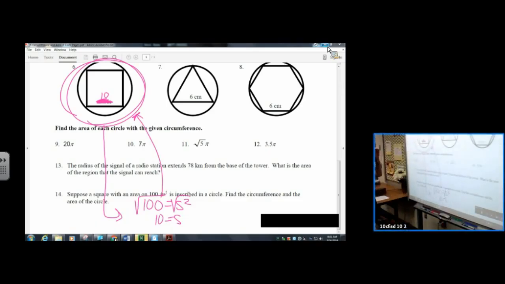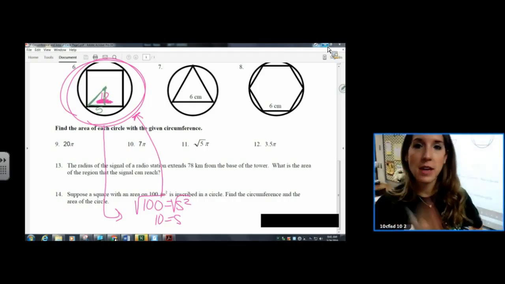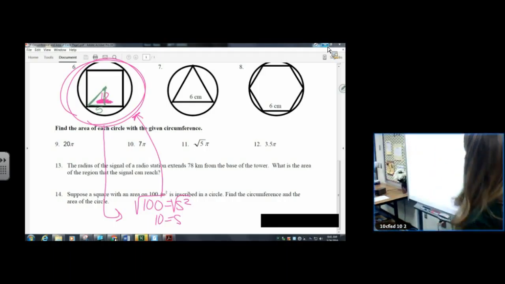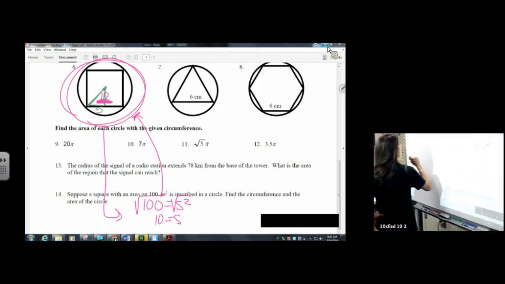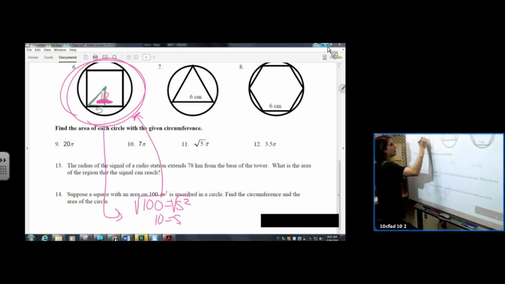Okay, we need to find the circumference and area of the circle. Remember, we cannot do either of those without a radius. So we're going to draw our little triangle right here. That's what I recommend at least. 5, 5, 5 root 2.